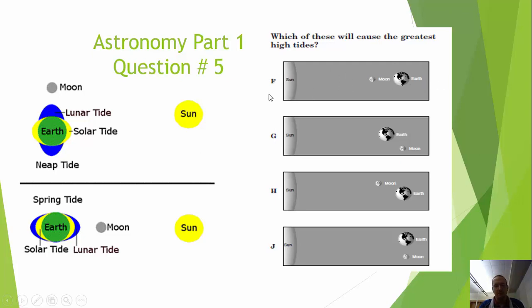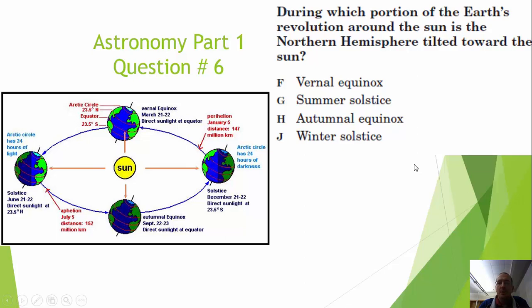So the best answer here is going to be the one that is in a straight line, and that best answer is F. During which portion of the Earth's revolution around the Sun is the northern hemisphere tilted towards the Sun? Trying to answer this question, you want to look at the picture over here that really does a good job explaining how we're tilted and how we're affected by the Sun's direct and indirect rays. The northern hemisphere, tilted towards. So if we're tilted towards, then we're going to get direct sunlight coming at the northern hemisphere.